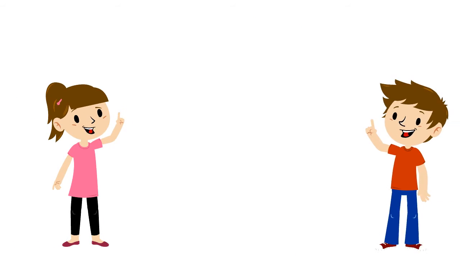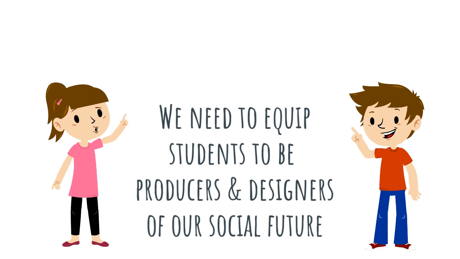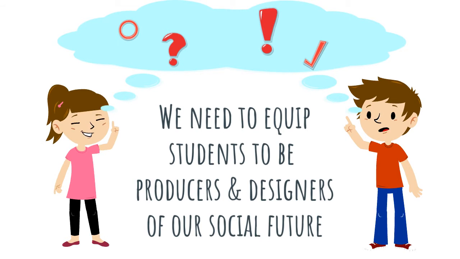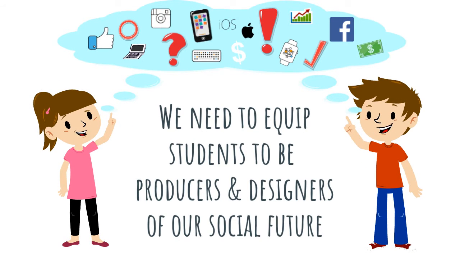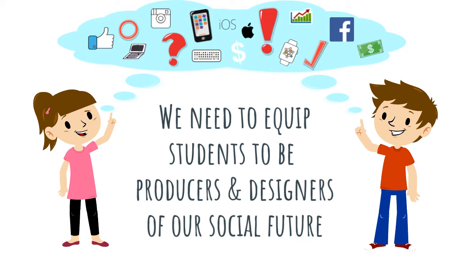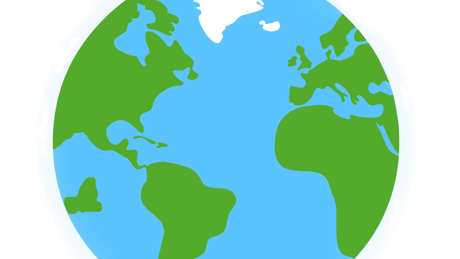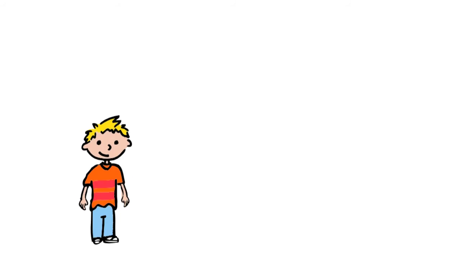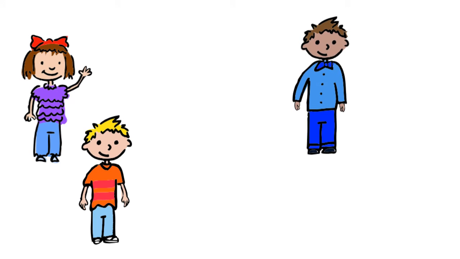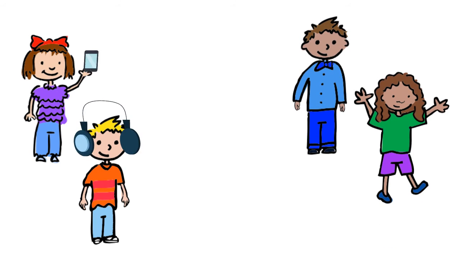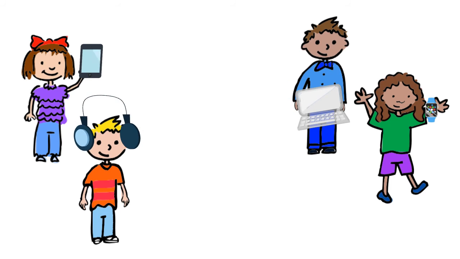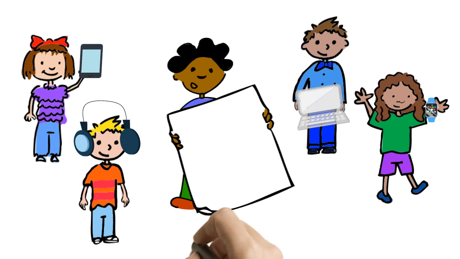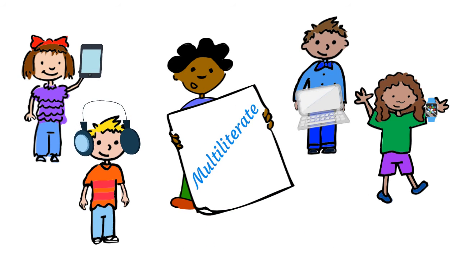We need our students to not only be consumers and bystanders of text, we need them to become members of a participatory culture in which they are producers and designers of our social future. In the 21st century, it is not enough for students to be able to read and write or use various technologies. We need our students to understand, comprehend, interpret, and communicate with the world around us. They need to be more than just literate. They need to be multiliterate.